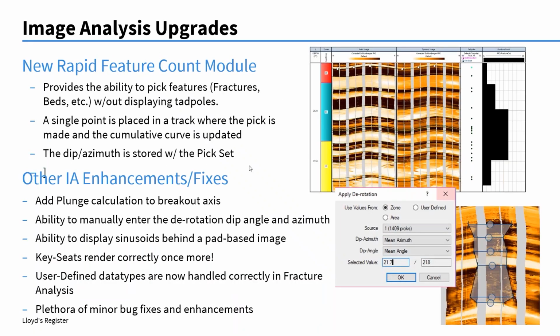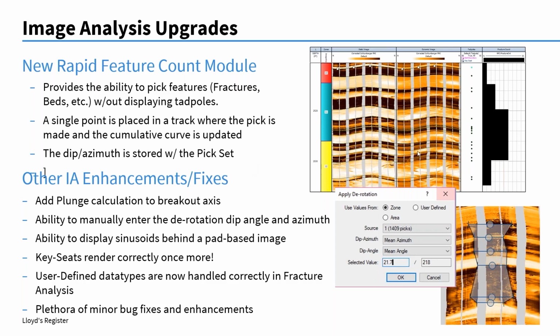Other upgrades to IA include this rapid feature count module, which basically provides you with a way of quickly counting features. Now, originally we did it for fractures, but then I think Paul said to me, well, why can't I count breakouts or beds? And we easily just transformed that over to a general picking tool. Very simple to use. We still maintain and keep the picks that you pick, so you don't have to go back and re-pick them again. It's all stored for you in the pick set.